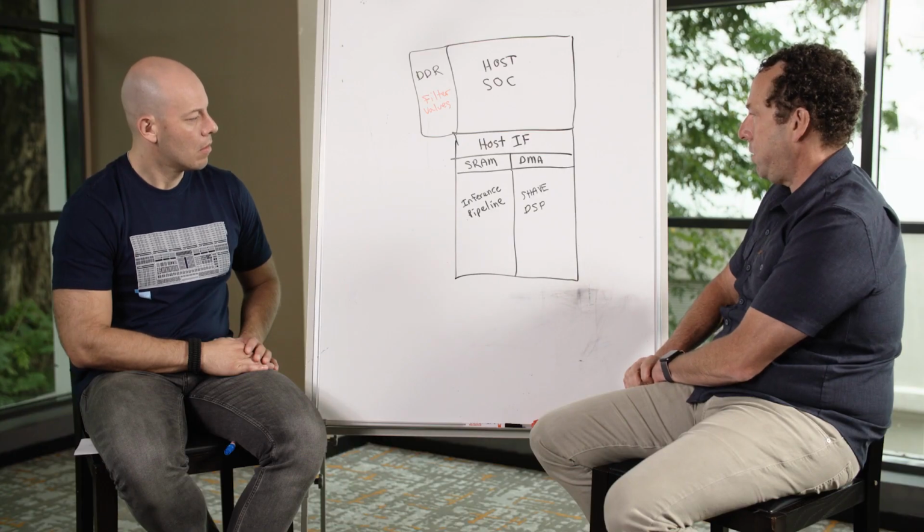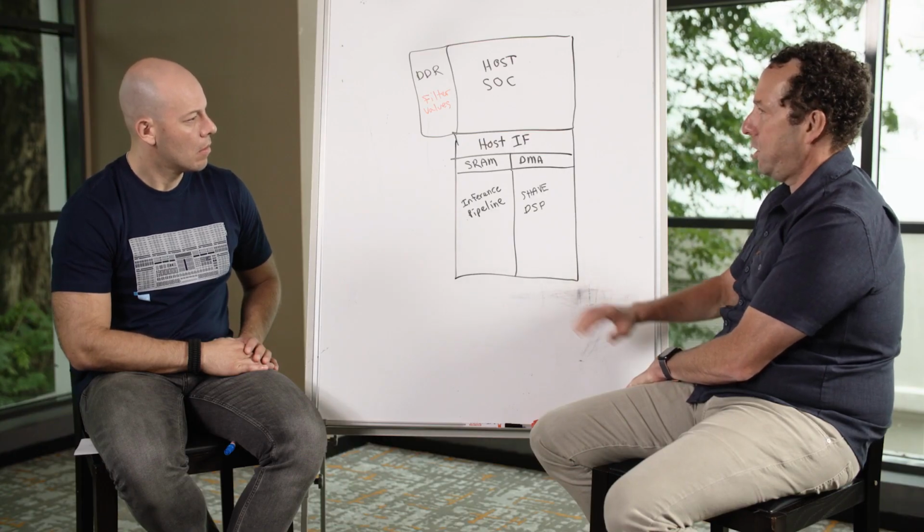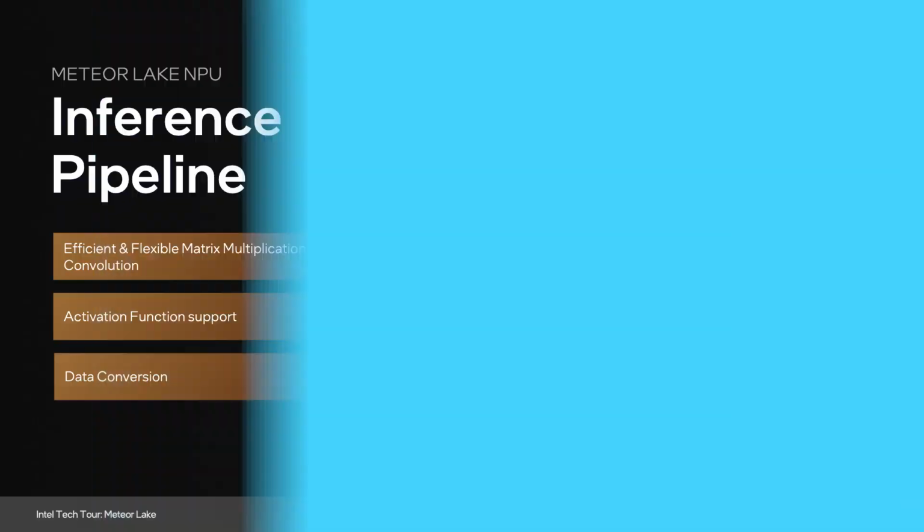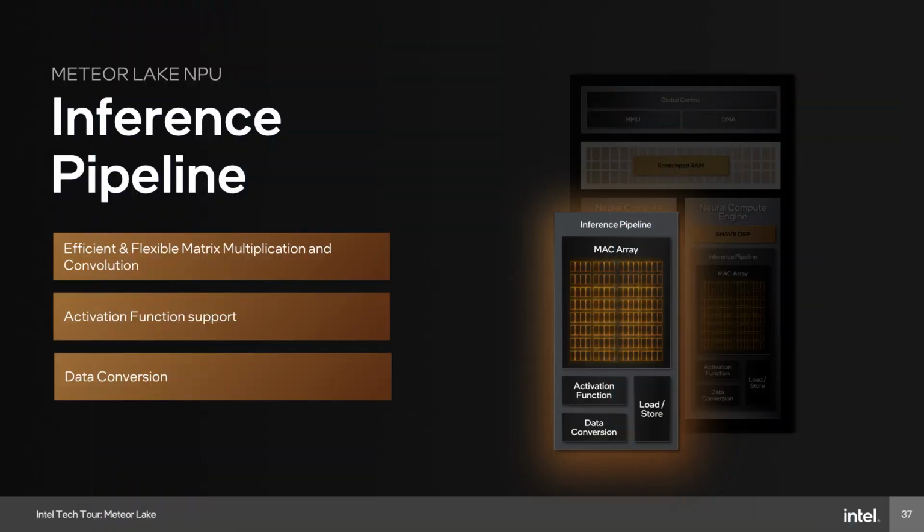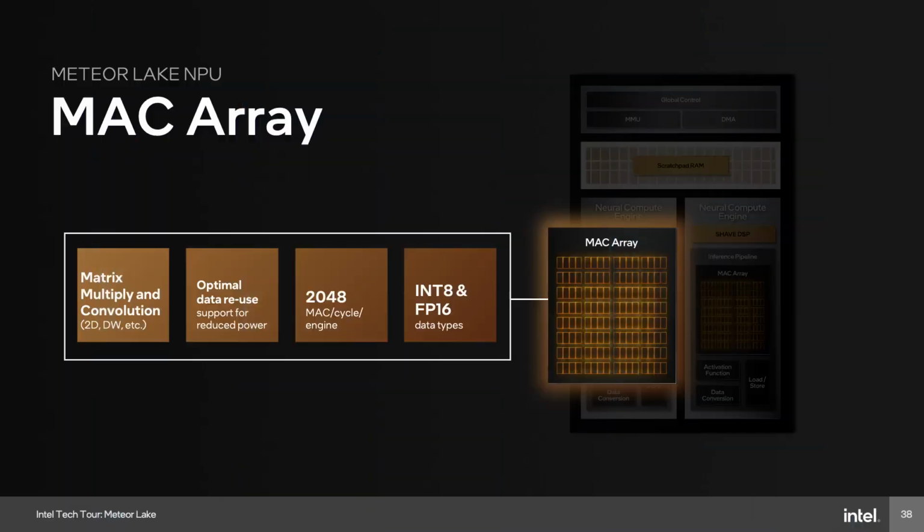Really the heart of the NPU is our fixed function compute block. We're calling it the inference pipeline. When you have a neural network, basically the majority of the compute boils down to matrix multiplication. So we have what we're calling the MAC array in the inference pipeline block that does all that matrix multiplication.